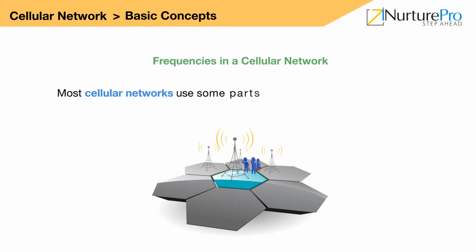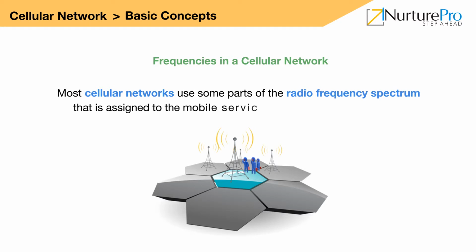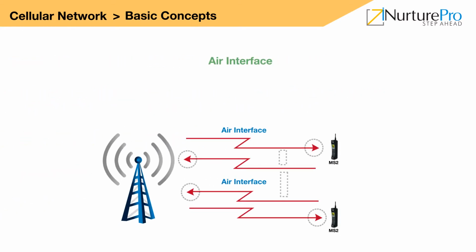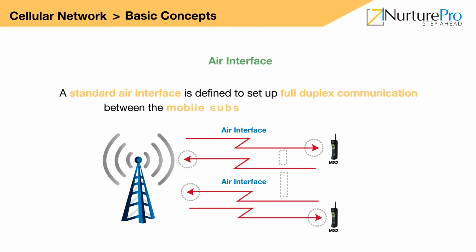Most cellular networks in the world use some part of the radio frequency spectrum that is assigned to mobile services to send and receive signals. An air interface in a cellular network refers to the radio frequency link between the mobile handset and the base station. A standard air interface is defined to allow full duplex communication between mobile subscribers and the base station. A base station acts as an air interface and local central control for mobile subscribers within a particular cell.